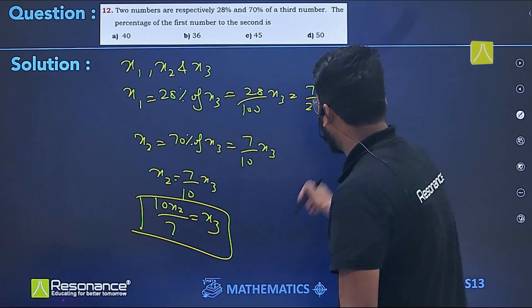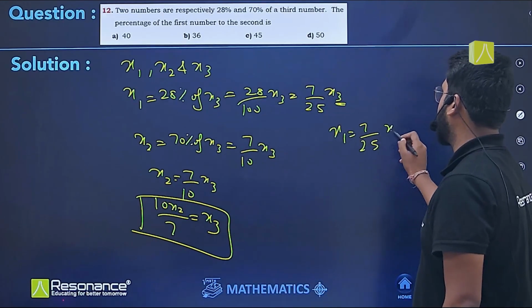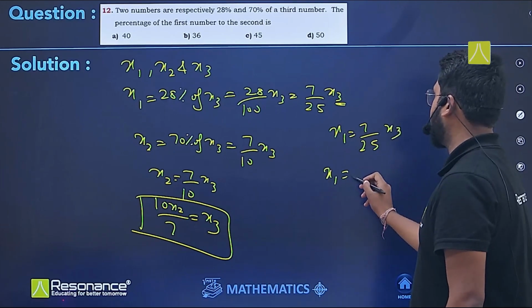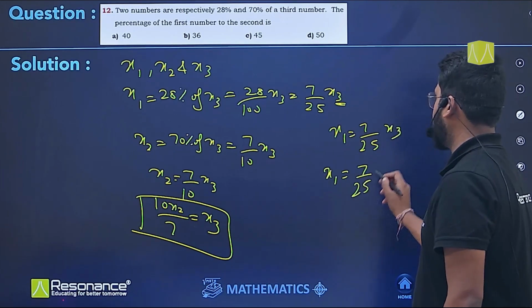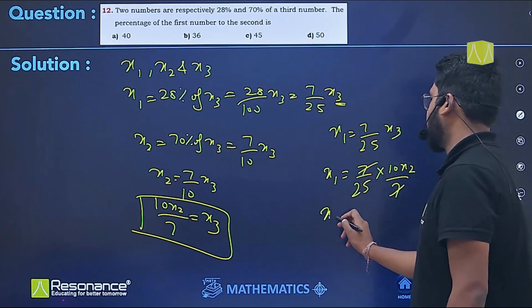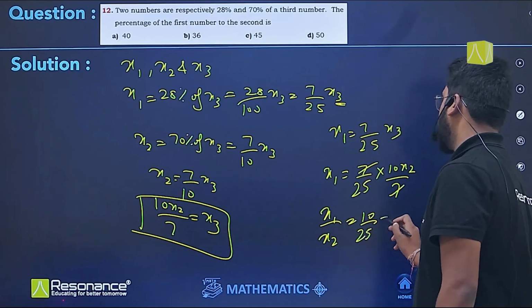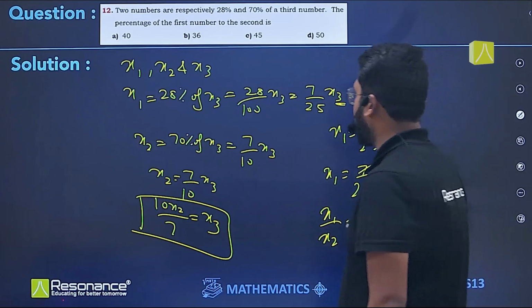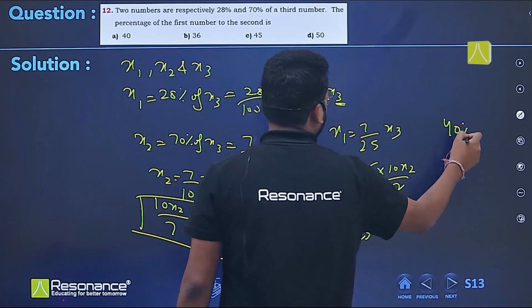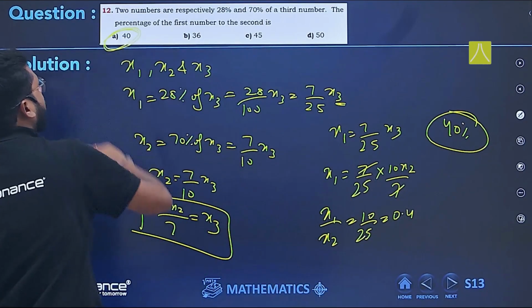Okay. So if you substitute here, x1 equals 7 by 25 x3, so x1 will be 7 by 25 into 10x2 by 7. 7 gets cancelled. So x1 by x2 will be 10 by 25, or 0.4. 0.4 means 40%. In terms of percentage, it is 40%. So our first option is correct, 40%.